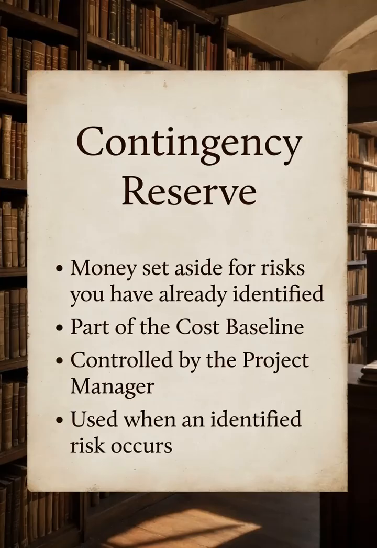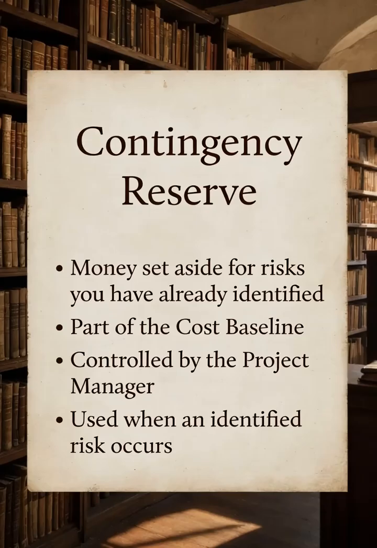Let's start with Contingency Reserve. Contingency Reserve is money set aside for known risks, the ones you have already identified. These types of risk are often called known unknowns. Key points to remember. 1. The contingency reserve is part of the cost baseline too.